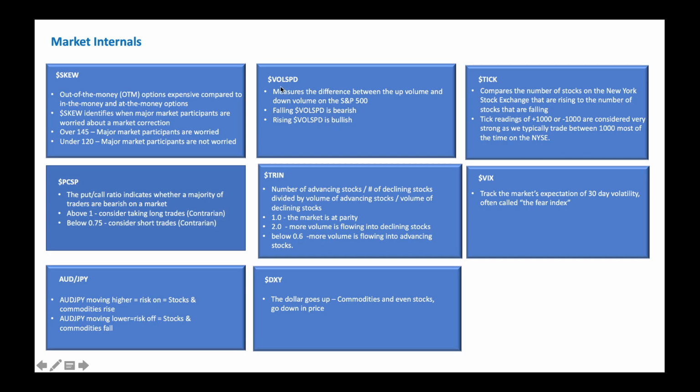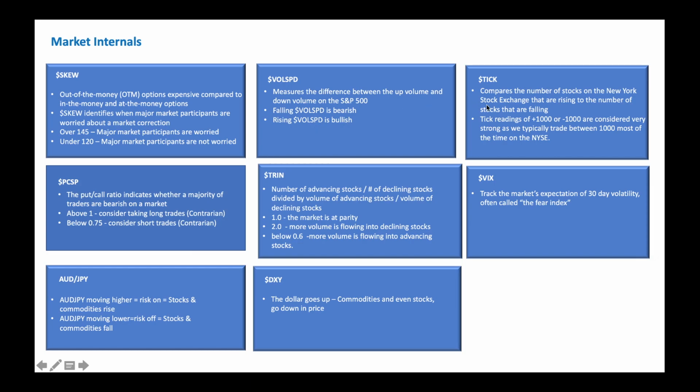This is really a symbol in Thinkorswim. It measures the difference between up volume and down volume. So if the wall SPD is falling, then it's a bearish sign. You've got to watch out. Don't make too many long side bets. But if the wall SPD is rising, then it's a bullish sign. You don't need to worry too much.